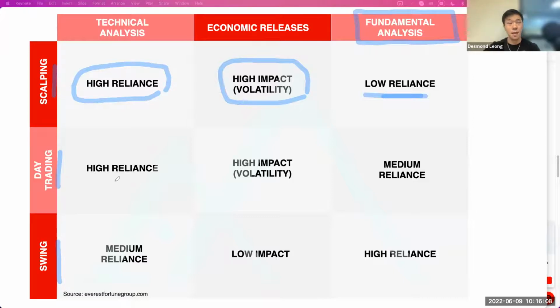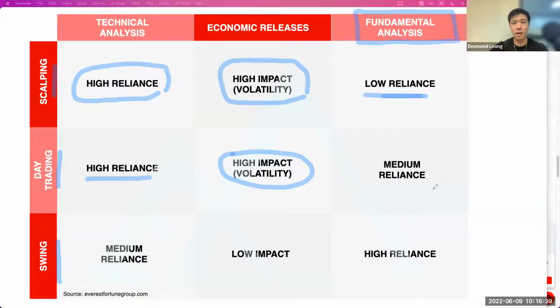Okay. So then we go into day trading. Day trading also has a high reliance on technical analysis, right? It also has a high reliance on economic releases because, in a day trade, your stop loss and take profit placements are probably not that big, bigger than scalping, but not super massive. You're looking to try to get out of the trade within the day, right? So high to medium impact economic news releases do impact it on a medium to high basis, right?